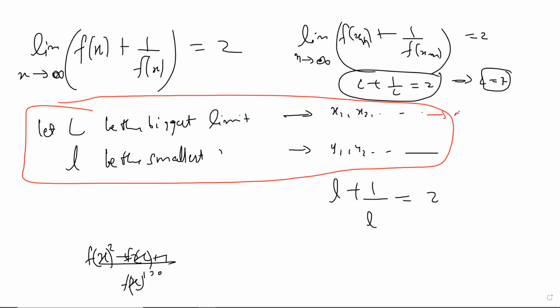So this xn goes to infinity and this yn goes to infinity. But f of xn goes to L and f of yn goes to small l.